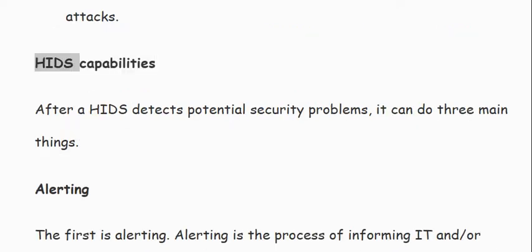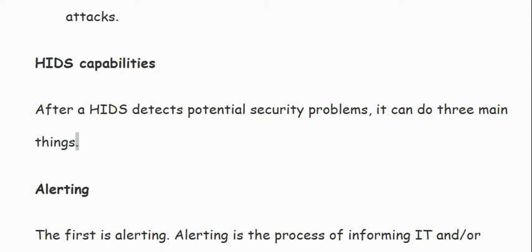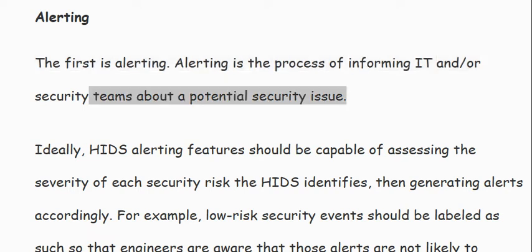HIDS capabilities. After a HIDS detects potential security problems, it can do three main things. Alerting. The first is alerting. Alerting is the process of informing IT and/or security teams about a potential security issue.